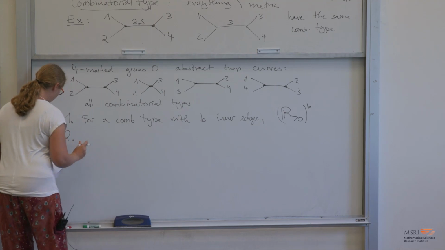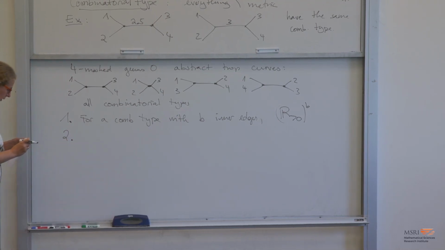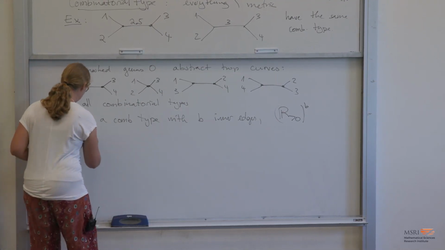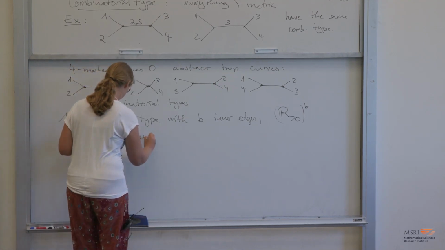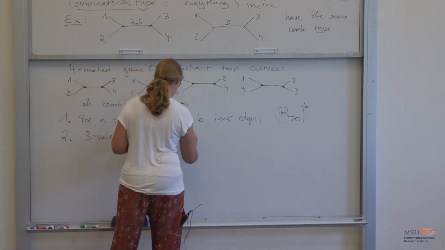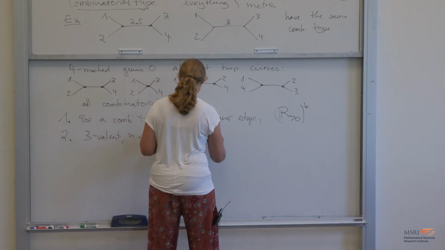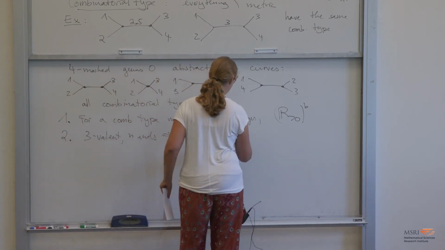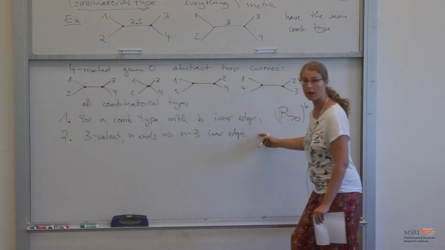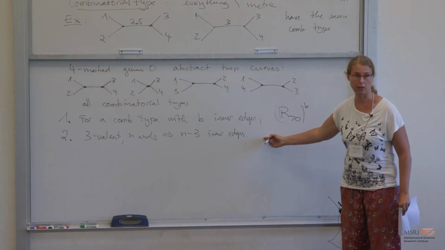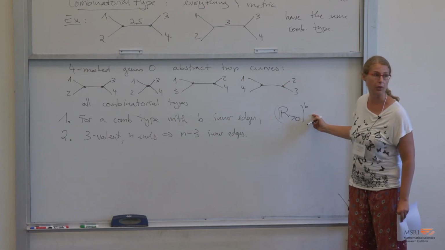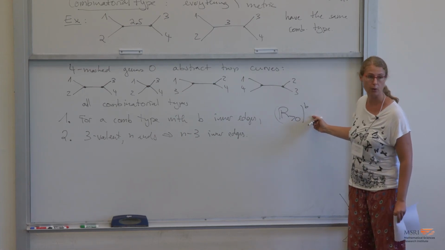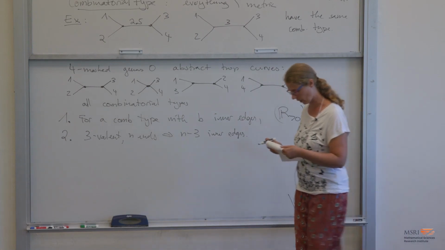Something you might want to think about in one of the practical sessions: if you are 3-valent and have n ends, then you have precisely n minus 3 inner edges. So n minus 3 is the maximal number of inner edges such a graph can have. And so that means that's going to be the maximal dimension. My maximal dimensional cones are going to have dimension n minus 3. That's good.